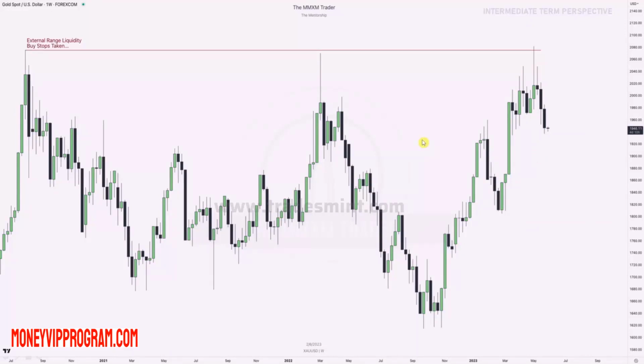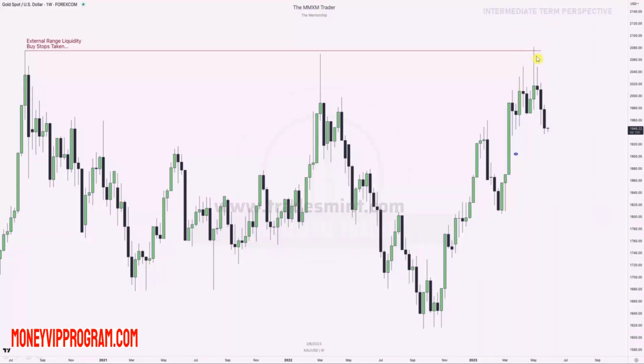So after we take that external range liquidity, those buy stops, right? We can expect what? From external to internal, right? So what would be our next drawn liquidity? If you guessed that internal range liquidity, you are right, because we go from external to internal. Now, this is counter trend, right? Because our long-term perspective is bullish.